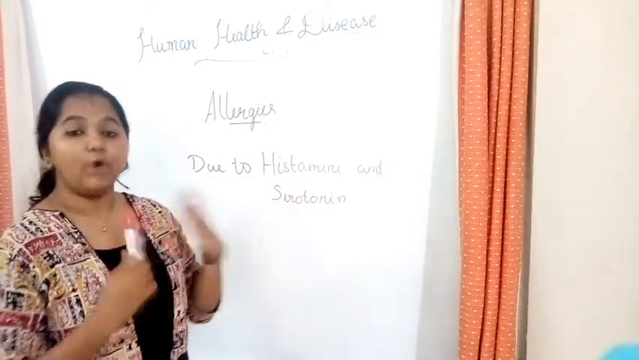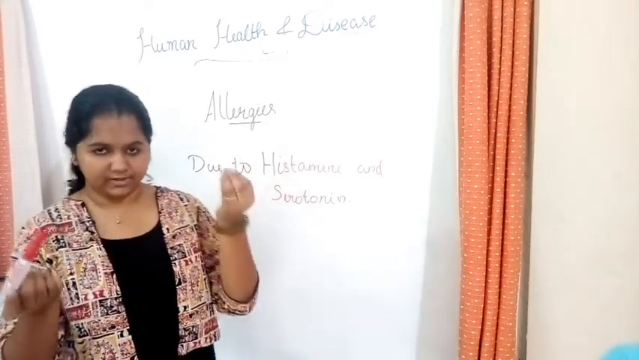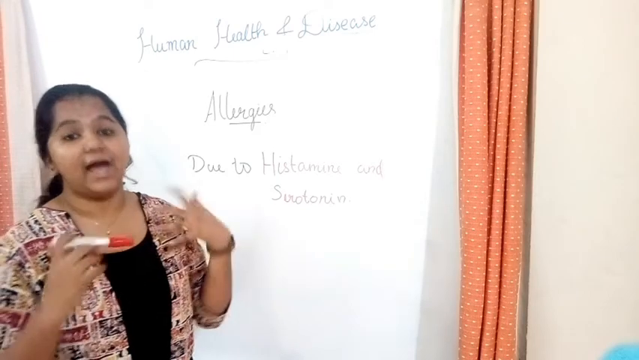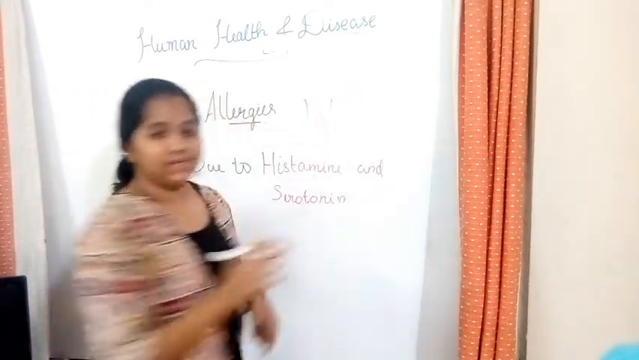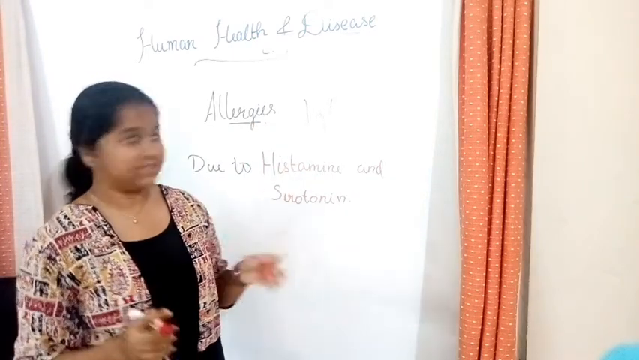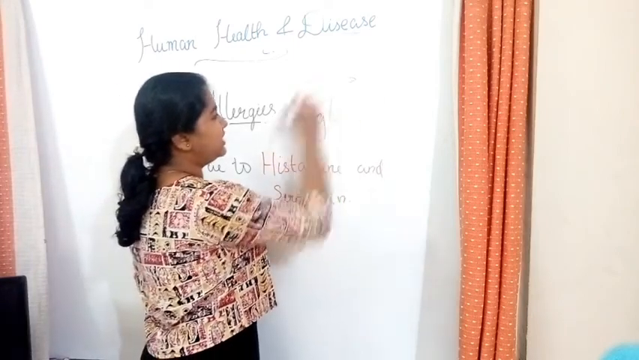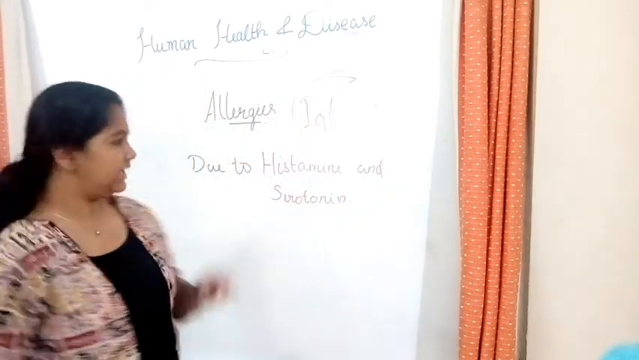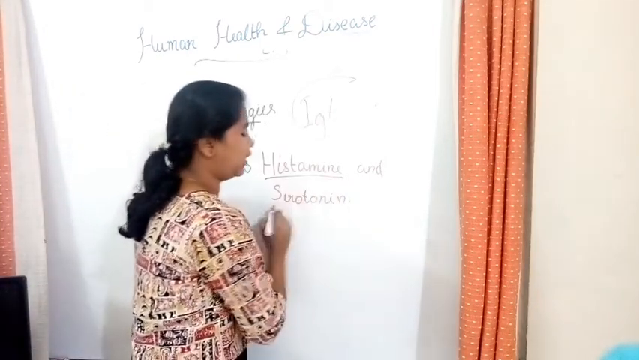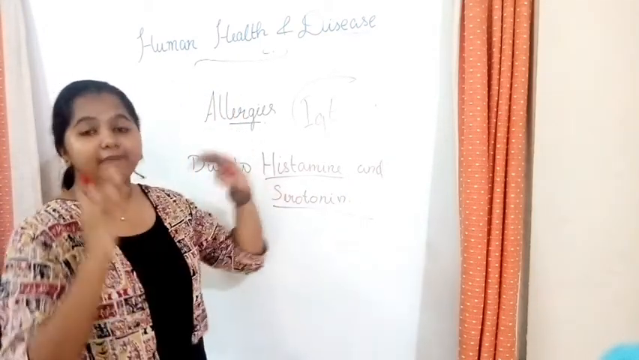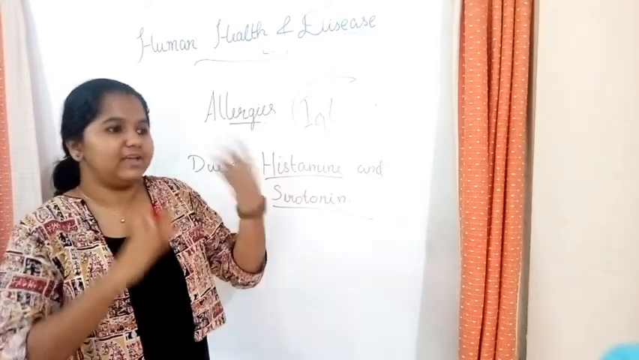So how is this allergy caused? When these antigens get inside our body, they produce an antibody, which is usually of the type IgE. I told you about it when we discussed antibodies: IgG, IgE, IgA, IgM. The one here is IgE. Usually the allergies are due to the release of histamine or serotonin. So if either histamine or serotonin is in our body, we show allergies.